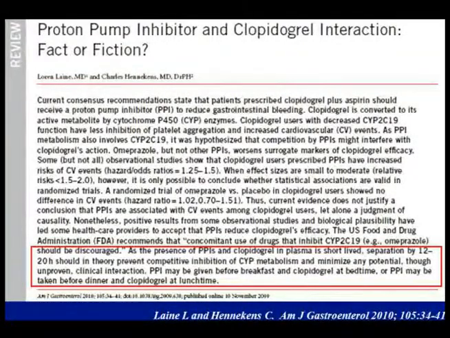So this is an opinion paper that was published in the American Journal of Gastroenterology this year. Charlie Hennekins was one of the co-authors, and he said, as the presence of PPIs in clopidogrel in plasma is short-lived, separation by 12 to 20 hours should, in theory, prevent competitive inhibition of CYP metabolism and minimize any potential, though unproven, clinical interaction. And PPI may be given before breakfast and clopidogrel at bedtime, or PPI may be taken before dinner and clopidogrel at lunchtime.